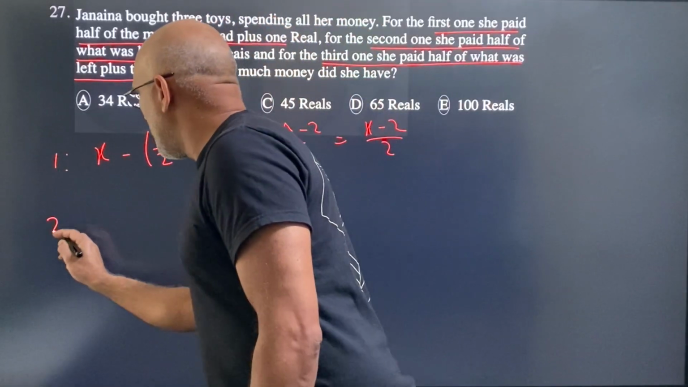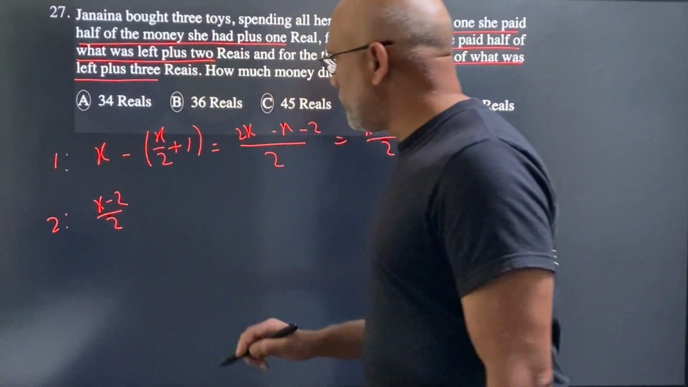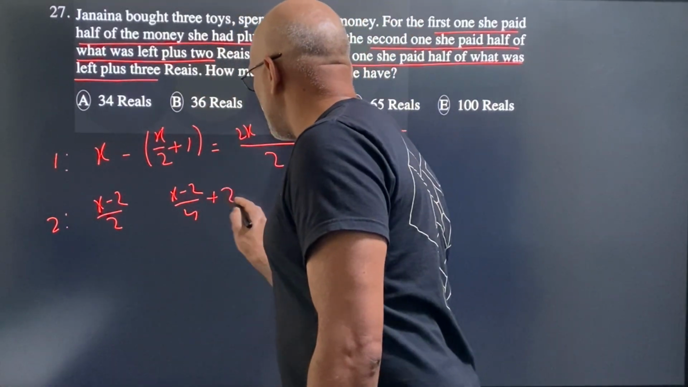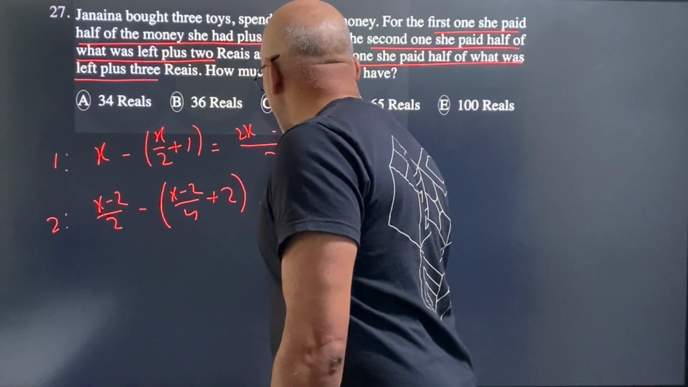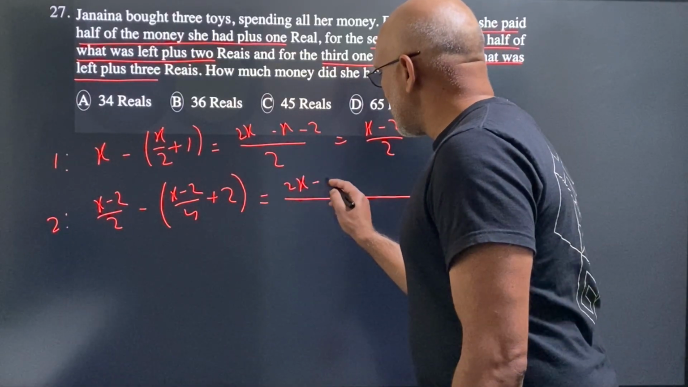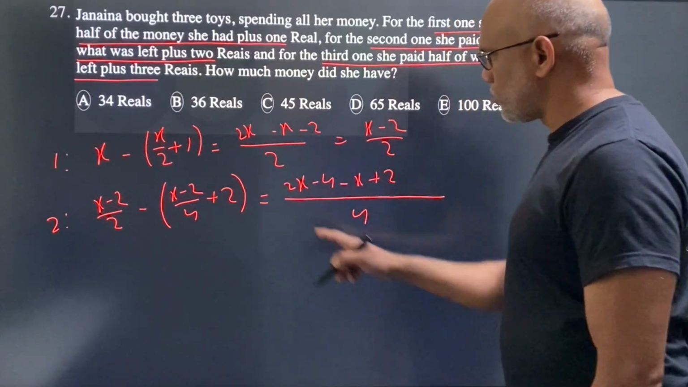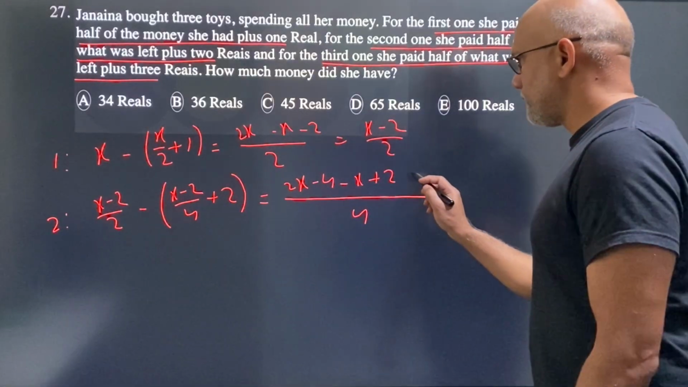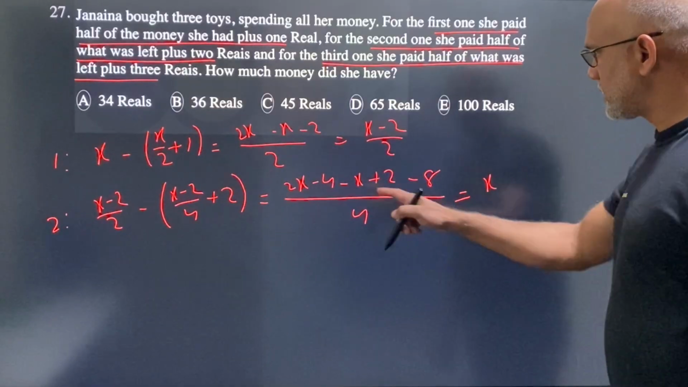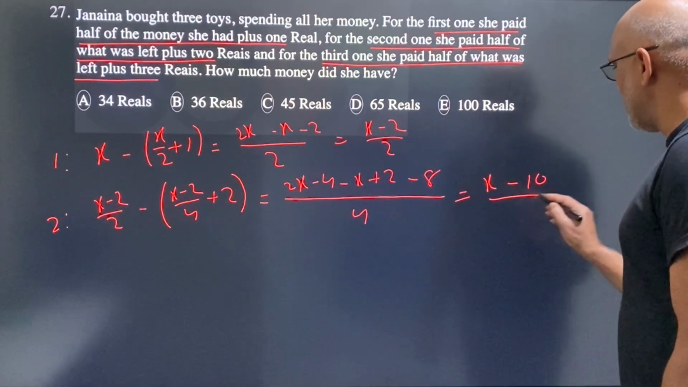For the second toy, I start with this (x minus 2) over 2. And how much do I pay? I pay half of this. So that is (x minus 2) over 4, plus 2. So if I take this away, how much money will I have left? This is going to be 2x minus 4, minus x plus 2, minus 8, and 2x minus x is simply x. So this is minus 2, minus 8, so (x minus 10) over 4.